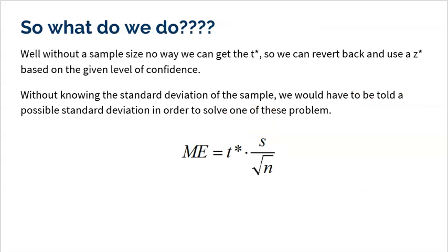Well, here's what we're going to do. First and foremost, since it's impossible to find T star, we could replace it with the Z star. Now, it's not going to be as accurate as we talked about, but it will work. If you want to be 95% confident, you are absolutely correct, there's no way you could get a T star because you also need the degrees of freedom, which is based on your sample size. So I could revert back and just use the Z star. It's not going to be the end of the world. It's still going to give me a somewhat decent approximation.